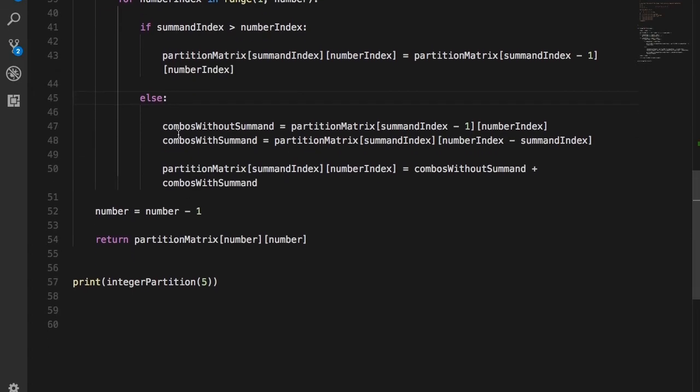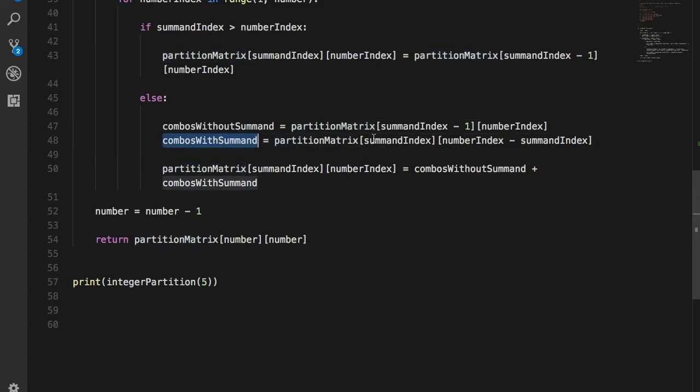Else, what basically happens is, if the summoned is not greater than the sum, we find the combinations that include the current summoned and exclude the current summoned, as we saw in the shortcut. We have these shortcuts available for finding them with the algorithm. For excluding the current summoned, we just copy the value above it as usual. So for that, you already have written the code. So combos without summoned will basically have partition matrix of summoned index minus one, which is a row selection, and then the number index, which is the sum itself.